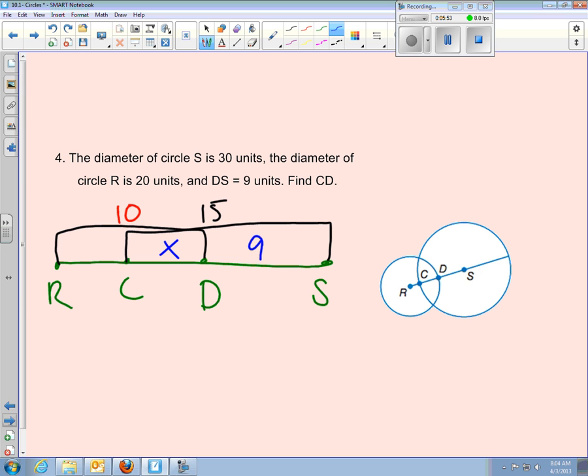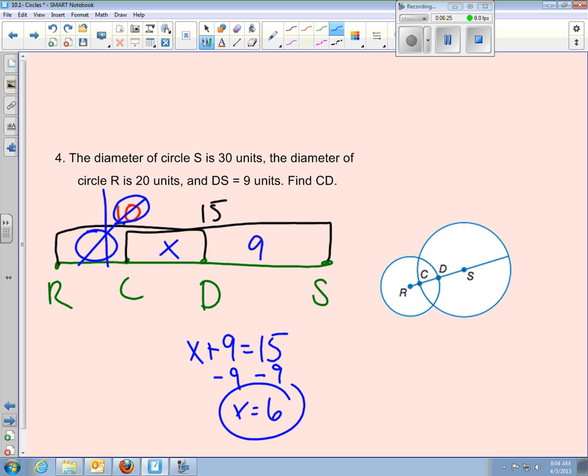So, looking at the information we're given, we need to come up with what is x? What is that CD? Well, I've noticed that I have the 10 for my radius here, but I don't know any information here. So actually, I'm not even going to use that. I'm just going to look at this other side. So the whole thing is 15, and then part of it is 9, and so I need to find the extra. So we know x plus 9 is going to equal the 15. So what does x equal? Well, minus 9 on both sides, and we get x equals 6.